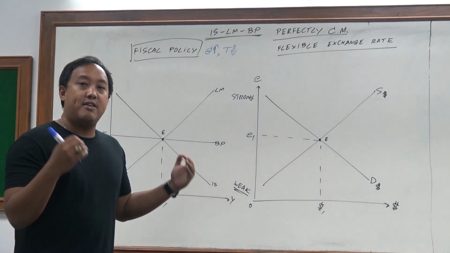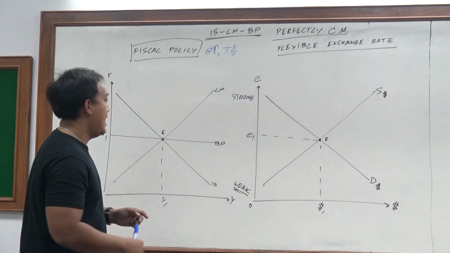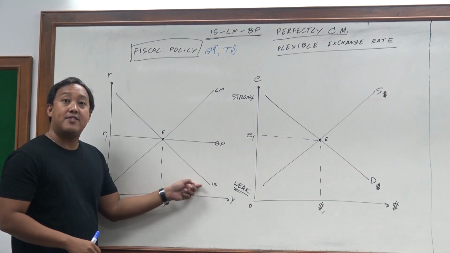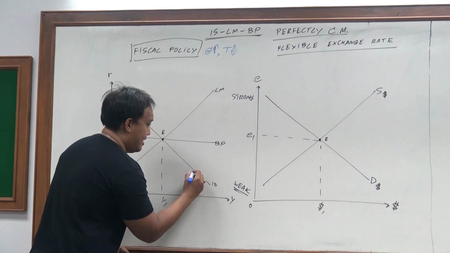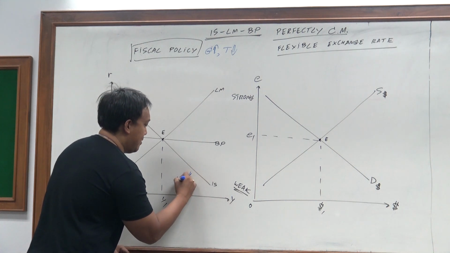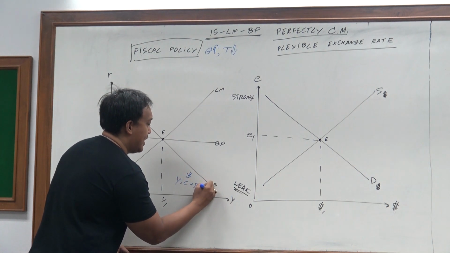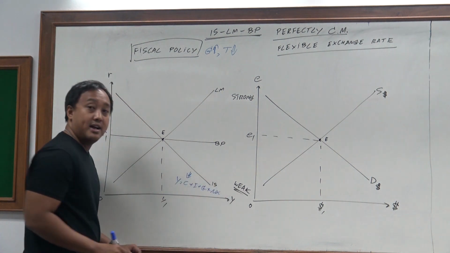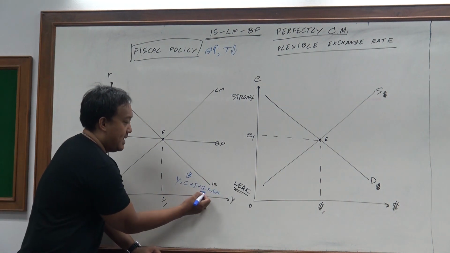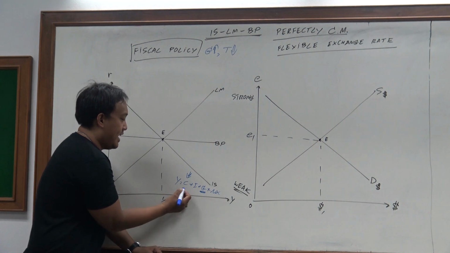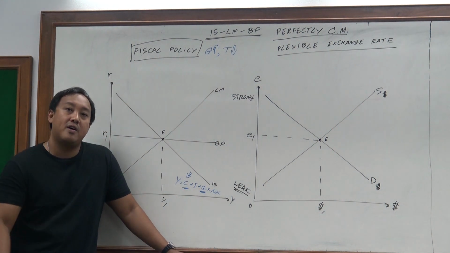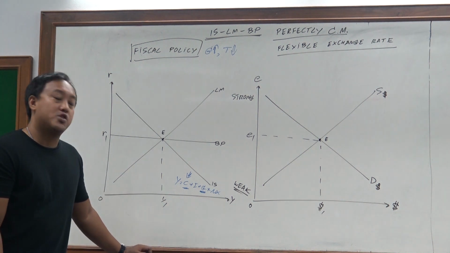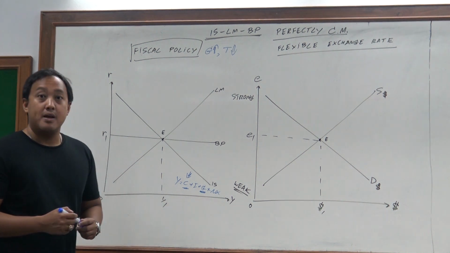If they do it together like this, we're gonna have an effect on the IS curve. If you still remember, the IS curve represents Y equal to C plus I plus G plus NX, right? The government spending is here. Tax is inside consumption. When you lower the tax, people are going to consume more.